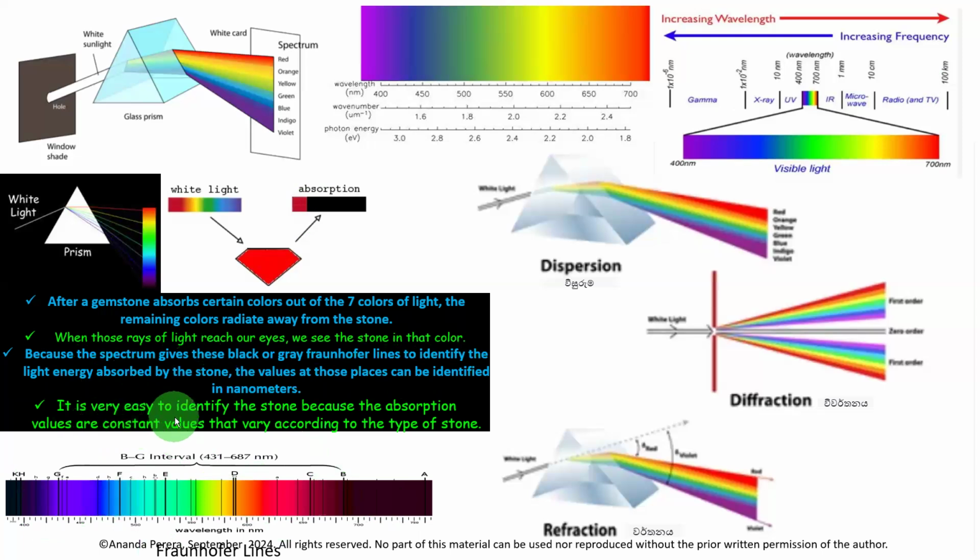Then it is very easy to identify the stone because the absorption values are constant values that vary according to the type of a stone. So it is a unique value.